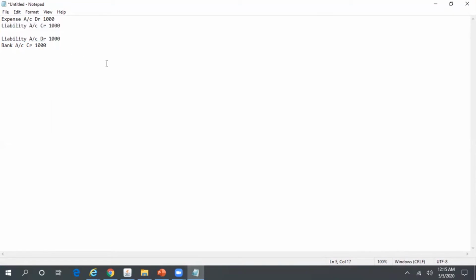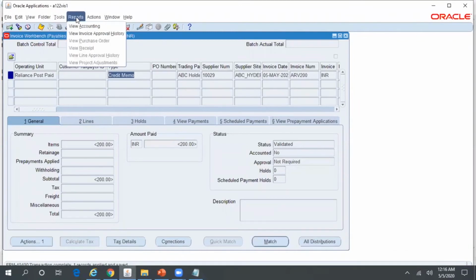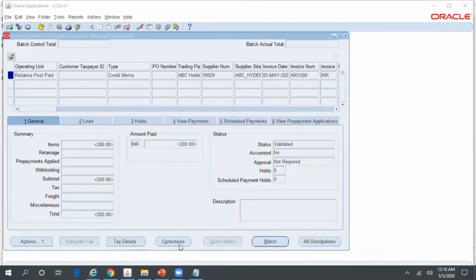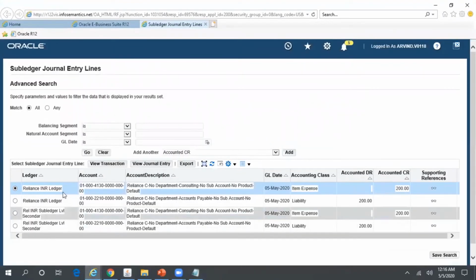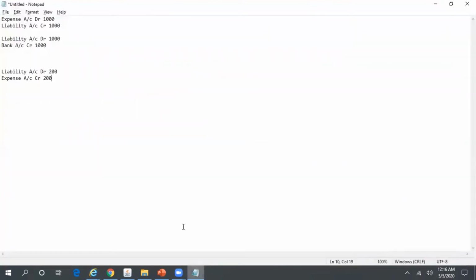Okay, now you have created a credit memo. So when you create a credit memo, the journal entry would be liability account debit 200 rupees, the expense account credit 200 rupees. So to go to the accounting entries for the credit memo, you should be able to see that accounting entry. This is the second ledger and this is the primary ledger. So look at the primary ledger. Your liability account is debit and your expense account is credit by 200 rupees.